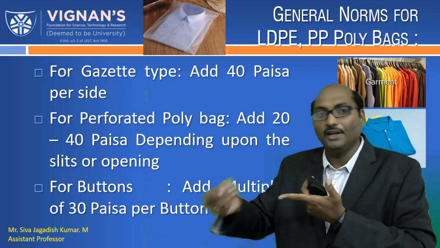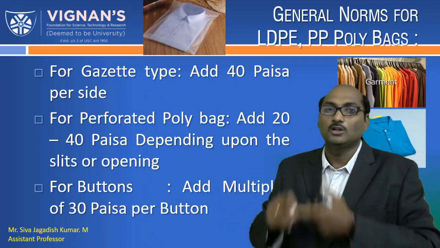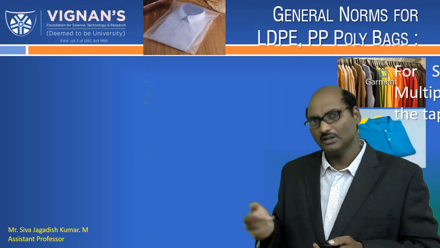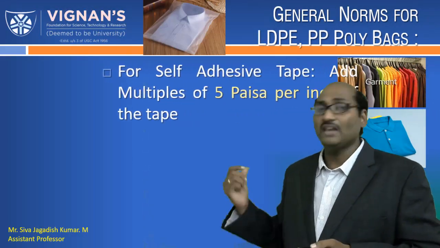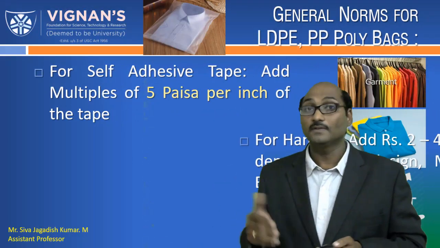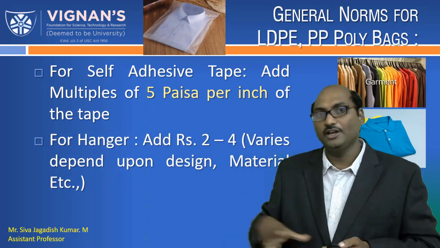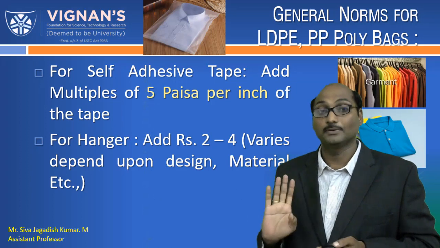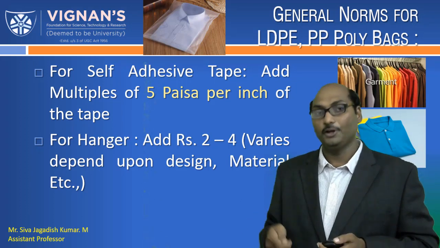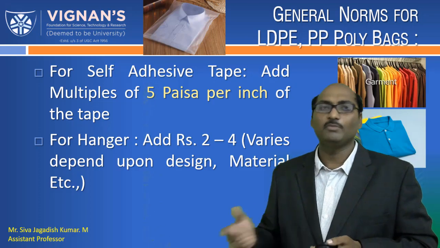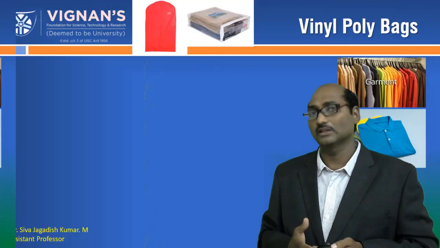If there is a button on top of the poly bag, 30 paisa per button approximately. Understood? In case of self-adhesive tape, 5 paisa per inch. If it is 10 inches, half a rupee for self-adhesive tape. In case a hanger needs to be attached, 2 to 4 rupees depending upon the design, material and various other things.